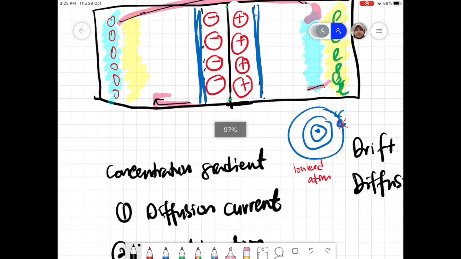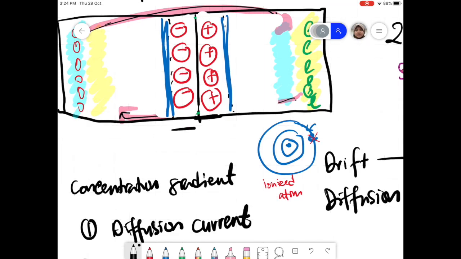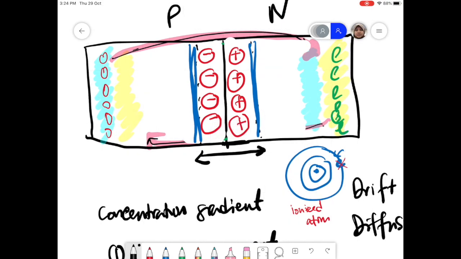And this depletion region is this region here where you have the ionized atom. Okay, and it occurs due to the recombination. So now if you look at this area here, the depletion region is like a battery. If you Google how a battery works, basically you have a lot of ionized atoms. So it becomes a battery.